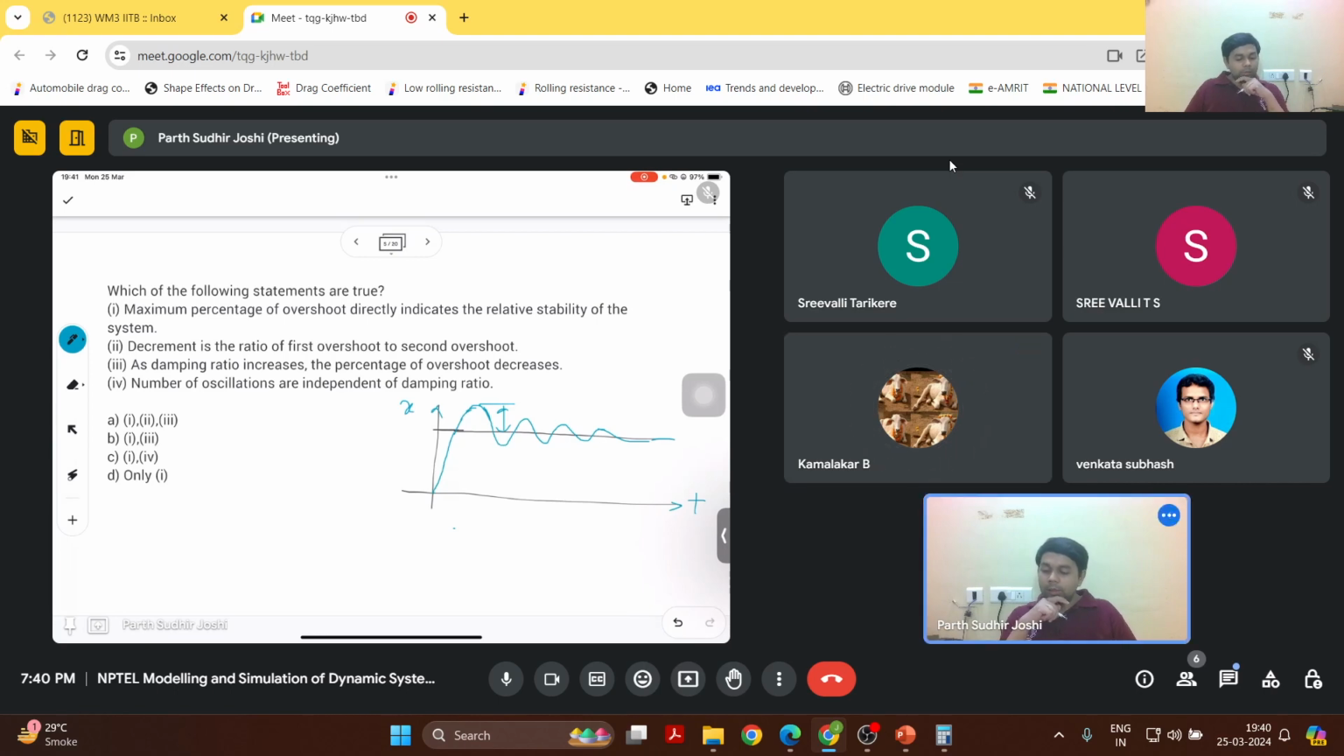Then decrement, whether it is the ratio of first overshoot to second, or what is the correct one? For that we need to know the definition of decrement.